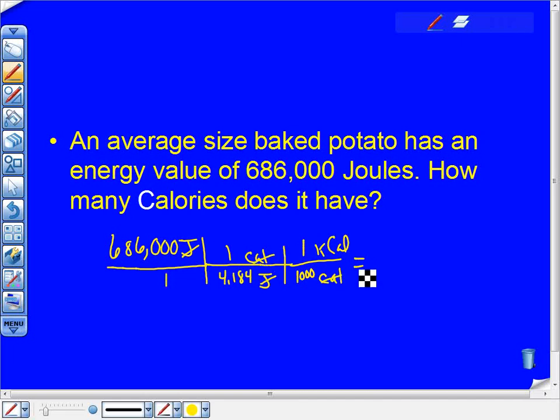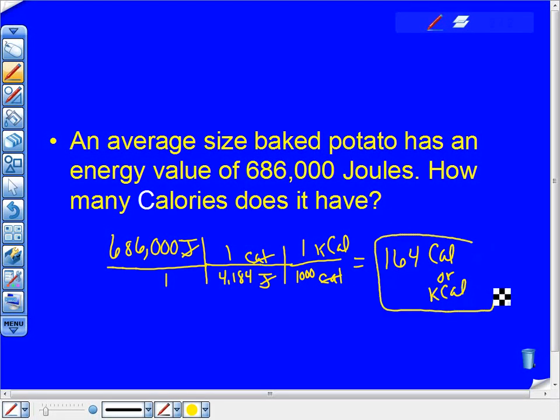And if you multiply and divide and round for sig digs, you will see this is 164 big C calories, so you could write it as big C calories, or you could write it as a kilocalorie. So 164 calories in a baked potato. And again, that's what we see on our food label. They find this out by using a calorimeter, where they actually burn food, and that's how they figure out how many calories of energy it has.